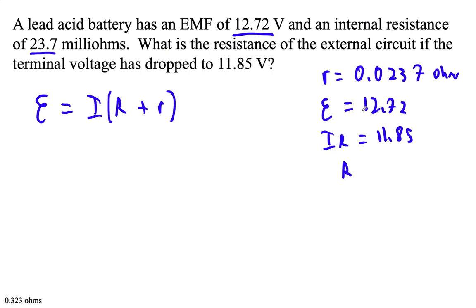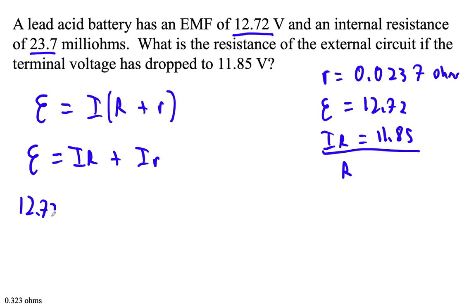It helps that we know that the terminal voltage is just I times R. Okay, so let's distribute this. EMF is equal to IR plus I little r. Does this help? It might help. Oh, you know what? I bet we can find the current this way. Let's do it. The EMF is 12.72. That equals the terminal voltage, which is IR, so that's 11.85.